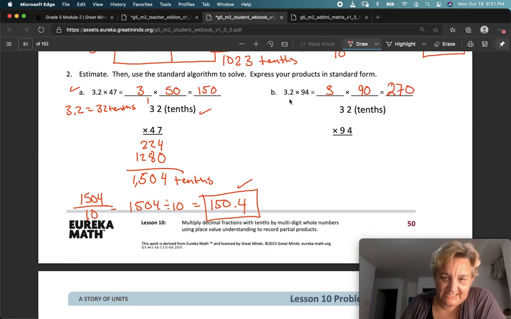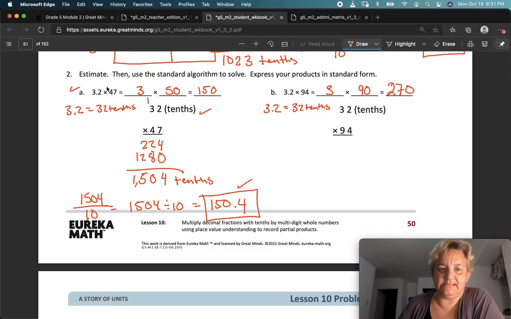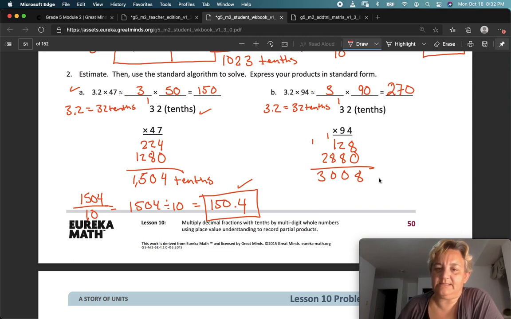Okay, and then what they did to do the standard algorithm, they changed 3.2 to 32 tenths. Okay, and this is 47 and this is 94. That's almost twice as much, so we'll see if our answer is also twice as much. 4 times 2 is 8. 4 times 3 is 12. Drop a 0. 9 times 2 is 18. Carry the 1. 9 times 3 is 27. Plus 1 is 28. 8, 10, carry the 1, 10, carry the 1, 3. And that's tenths, right? Because we changed it to tenths.